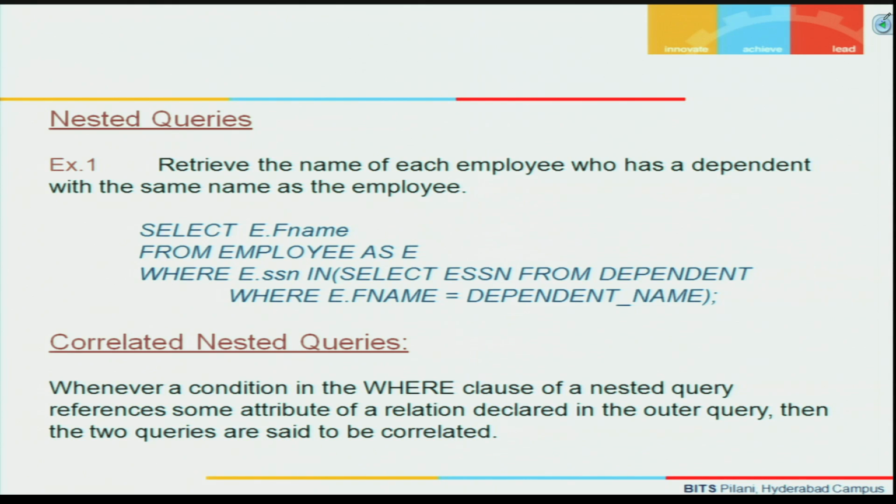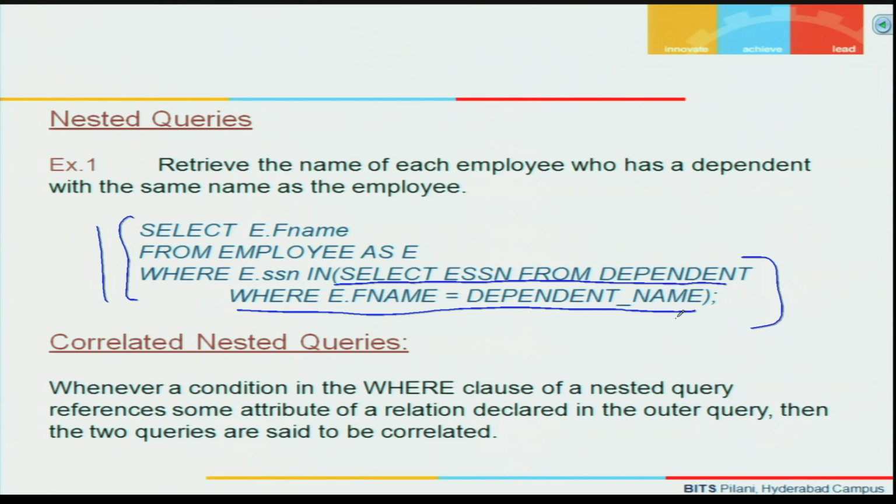If a query appears inside another query, it is called a nested query. For example, if you look at this, this is the outer query, and whatever is written here which is underlined is a separate query which is part of the outer query. This one is called the nested query.